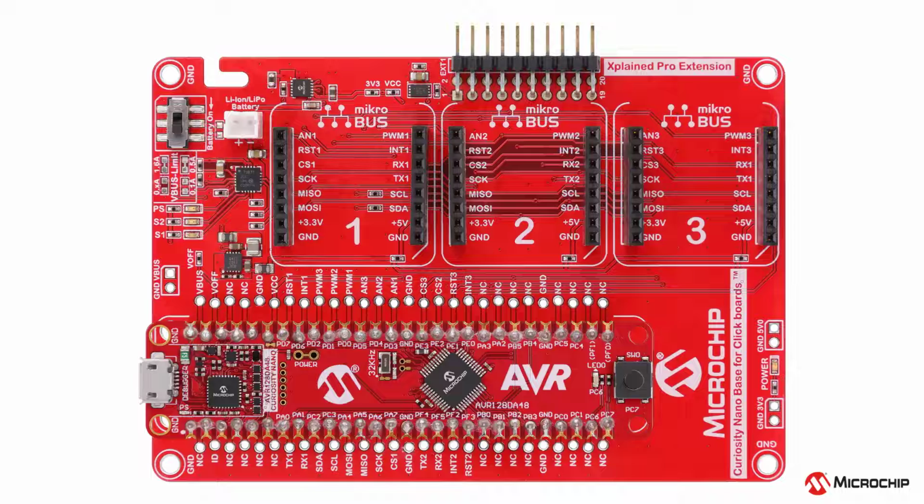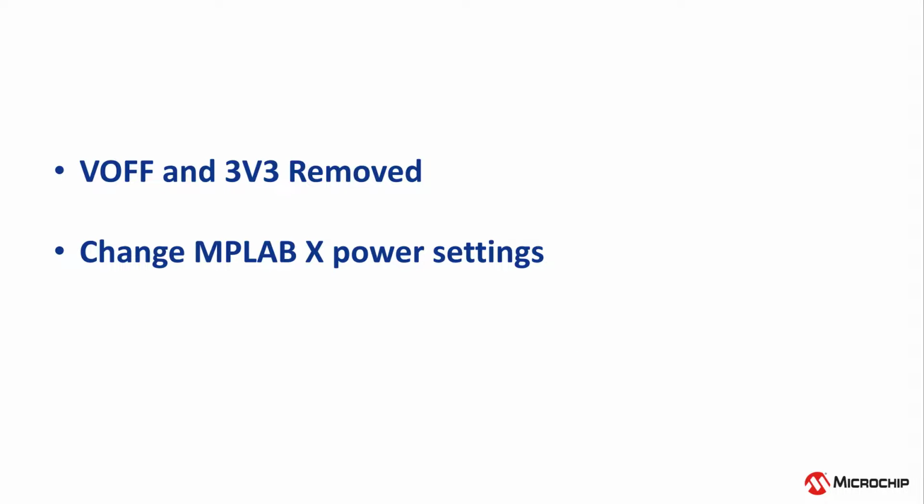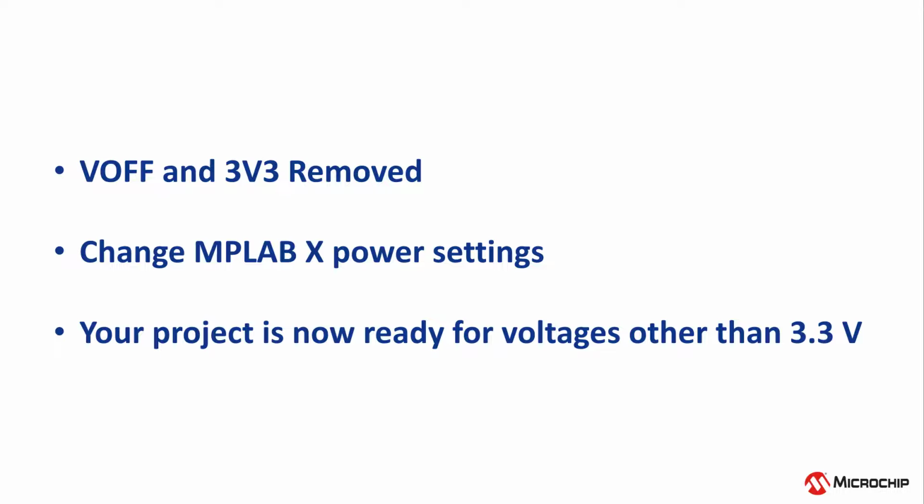Both jumpers must be removed with a soldering iron or similar tool to enable the baseboard to run at 5 volts. Otherwise, the internal power circuitry will override the Curiosity Nano settings and force 3.3 volts. With relevant jumper resistors removed and the appropriate power settings in MPLAB, your Curiosity Nano is now ready for operation in extended voltage ranges.